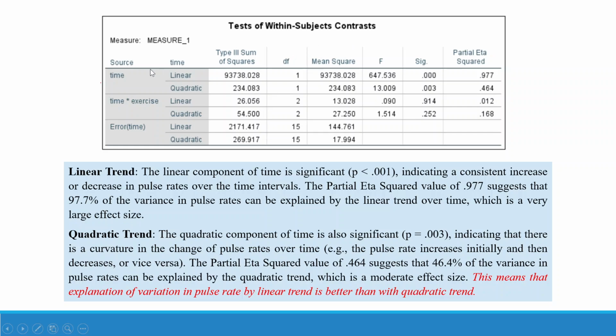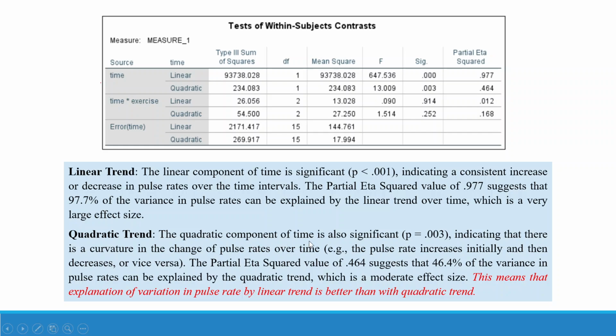Test of within subject contrast, time, linear and quadratic. See the p-value 0.977, and for quadratic it is 0.464. This interaction effect is not considered because it was not significant. Linear trend: the linear component of time is significant. See the p-value, indicating a consistent increase or decrease in pulse over time intervals. The partial eta square value of 0.977 suggests that 97.7% of the variance in the pulse rate can be explained by the linear trend over time, which is a very large effect size. Quadratic 0.464.